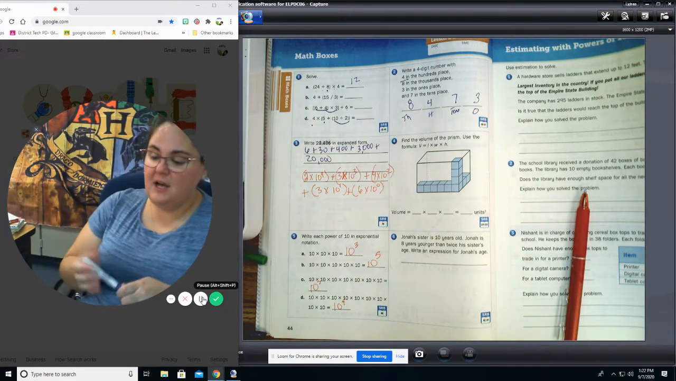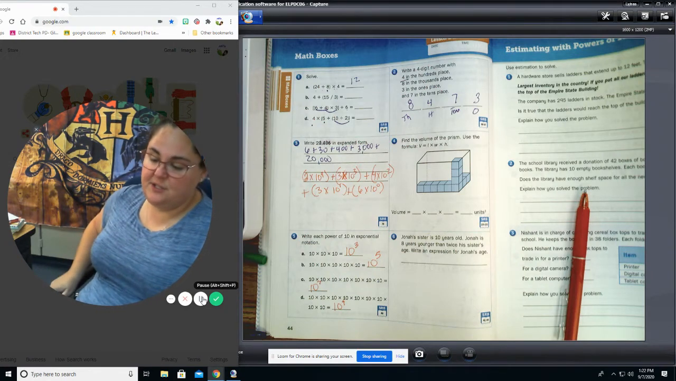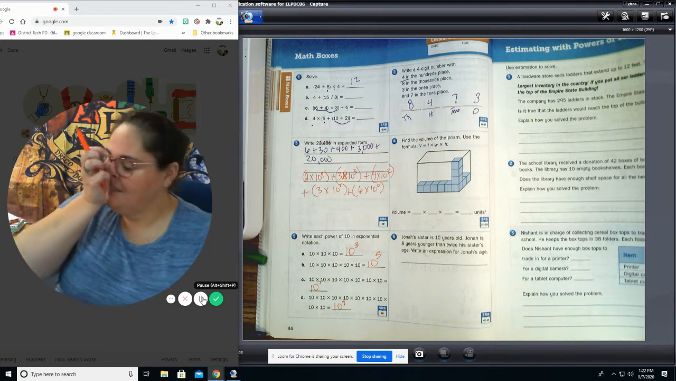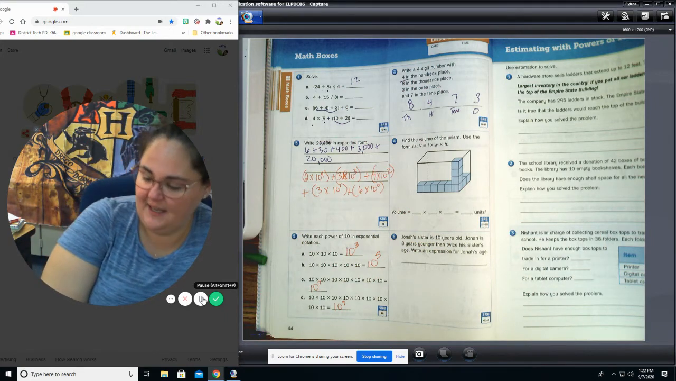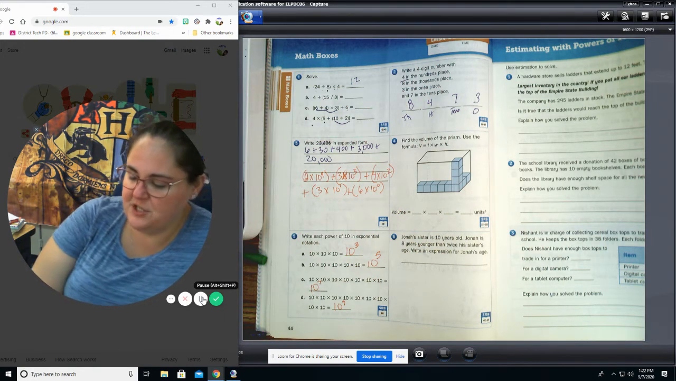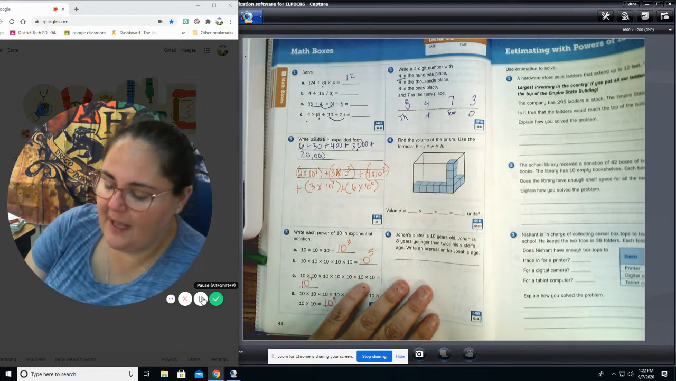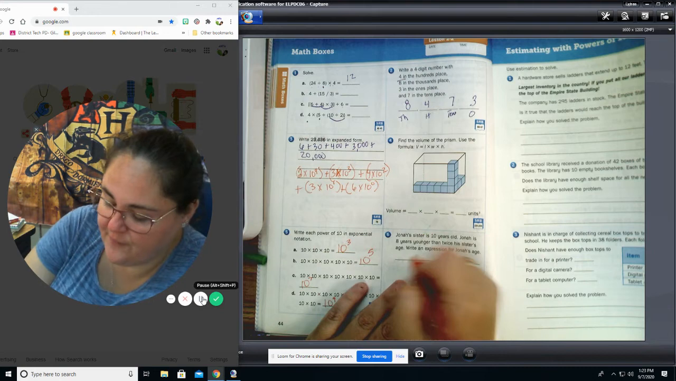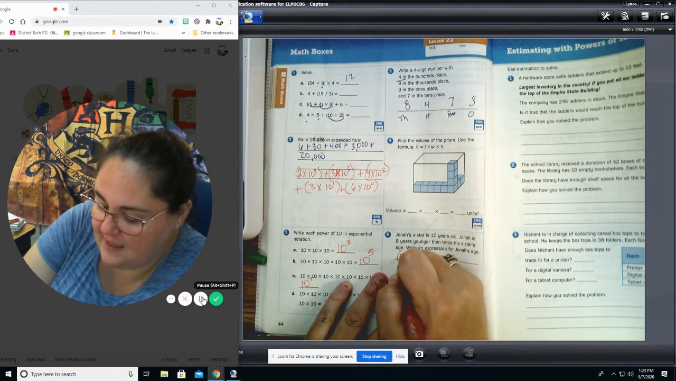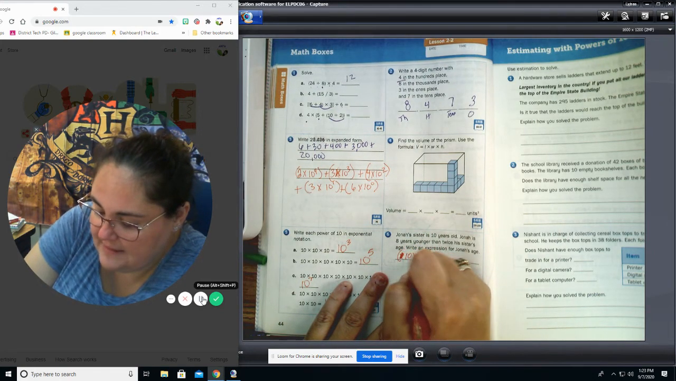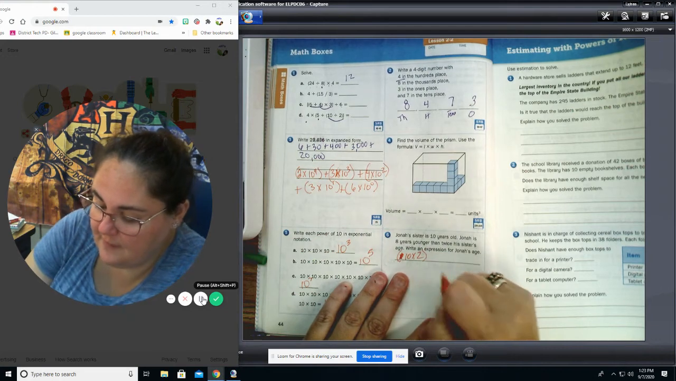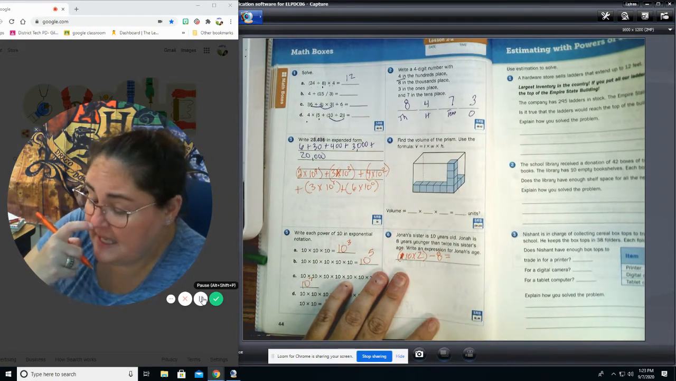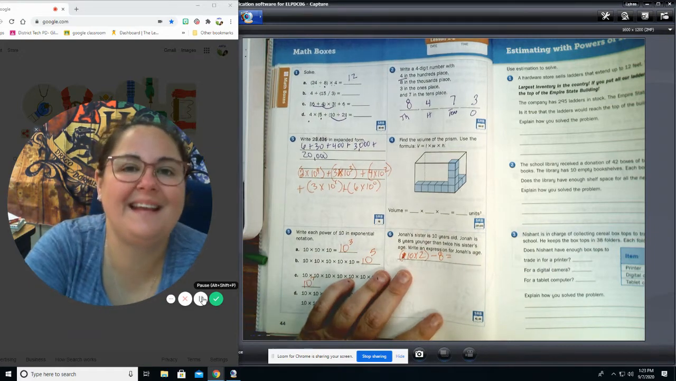Finally, Jonah's sister is 10 years old. Jonah is 8 years younger than twice his sister's age. Write an expression for Jonah's age. So 8 years younger than twice. So I have to find twice first. So 10 times 2 minus 8. 10 times 2 minus 8.